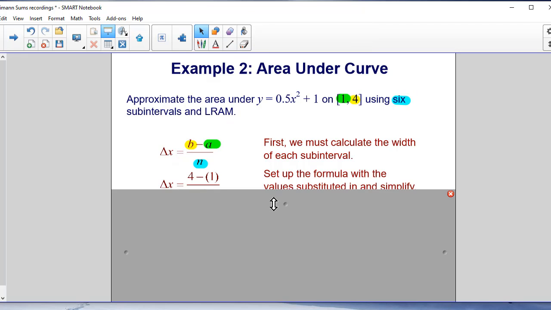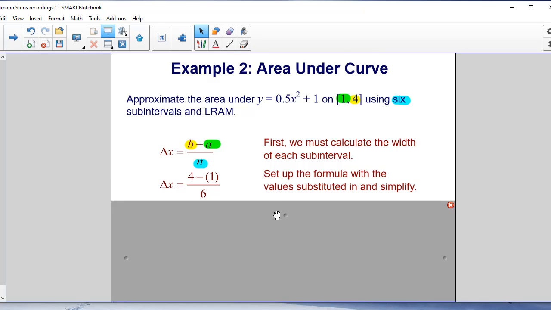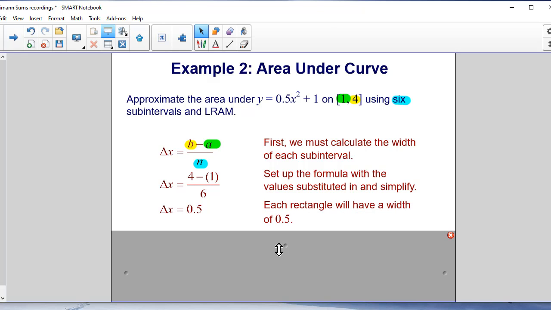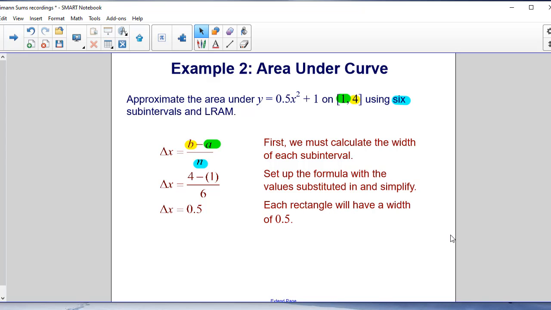So our next step will be to set up the formula with the values substituted in and simplify. So we're going to have delta x is equal to 4 minus 1 divided by 6, which simplifies to be 0.5. Delta x is equal to 0.5, which means each rectangle will have a width of 0.5.